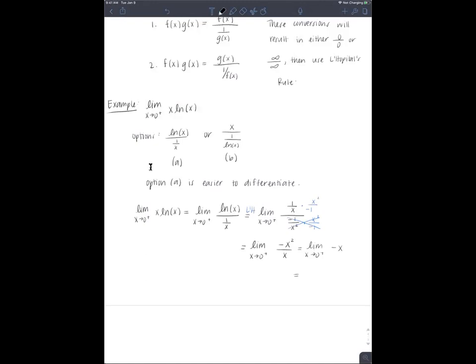And so what's the answer to this limit? It's going to be 0. So this is one case where 0 times infinity turned out to be 0, right? Because up here, if I had just plugged this in, I would have gotten 0 times infinity. But it's not always going to work out that way.